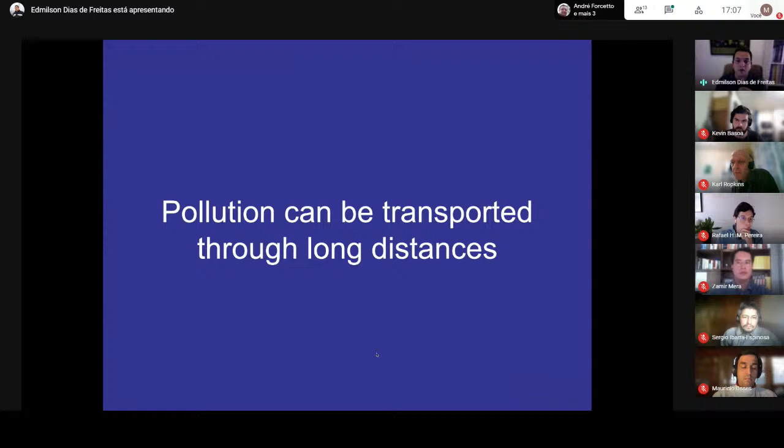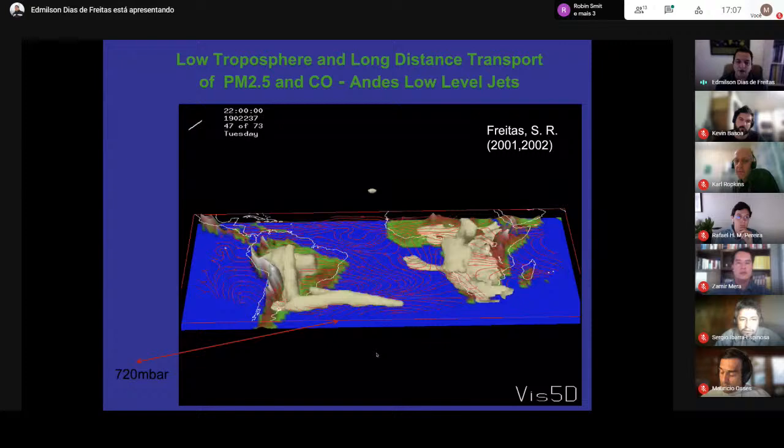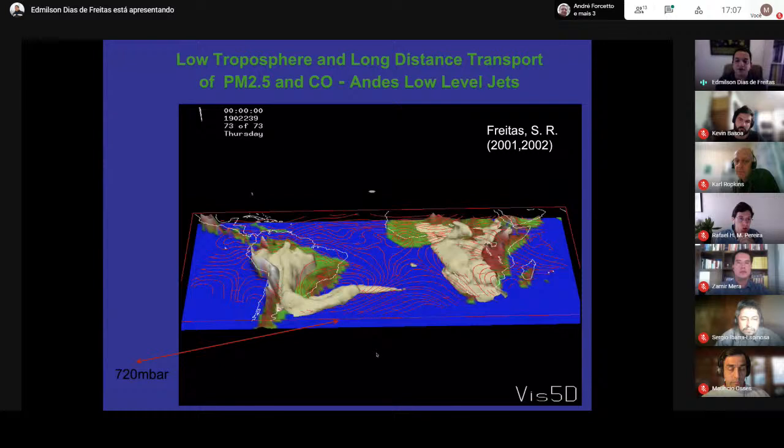One of the characteristics that is really important when we are talking about air pollution is that pollution can be transported over long distances. For example, we have this very old simulation from my colleague Saulo Freitas showing that biomass burning in the tropical region in South America can be transported over a long distance, including to the south of Brazil, and sometimes reaching the African continent. So it can travel long distances.